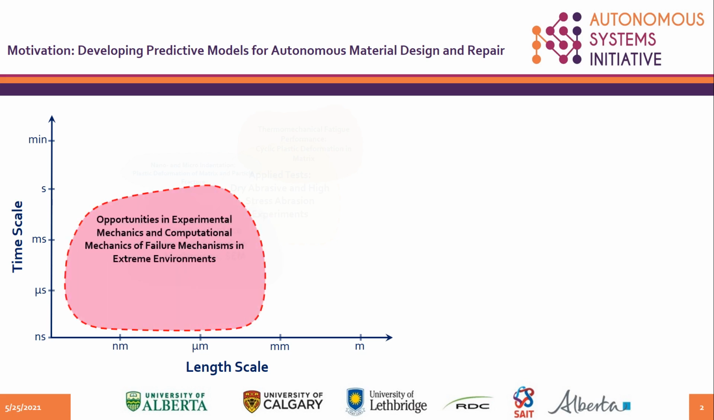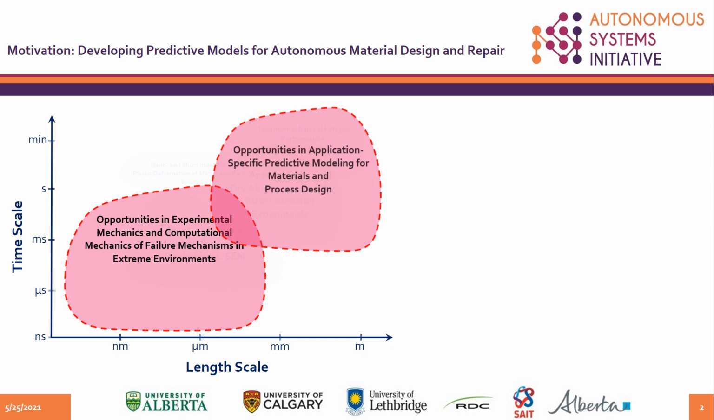We have recognized two different categories of gaps to be covered. The first one, which normally happens in lower length scales and time scales, is in association with opportunities in experimental mechanics and computational mechanics of failure mechanisms in extreme environments, in which the material undergoes high strain rate loading and high temperature. The second category of opportunities is related to the application of specific predictive modeling for materials and process design, which is normally related to end users in industry.